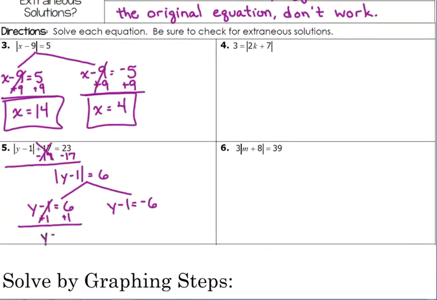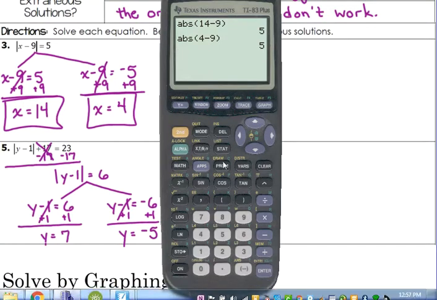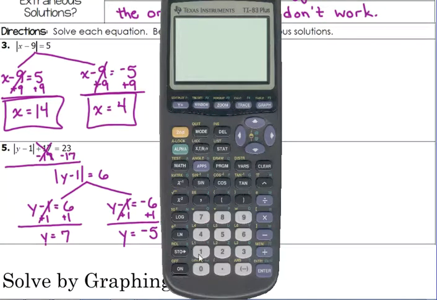Add 1, so y is equal to 7. Add 1, so y is equal to negative 5. And check it. Every single time you check it. Now, when you check it, you go back to the original.